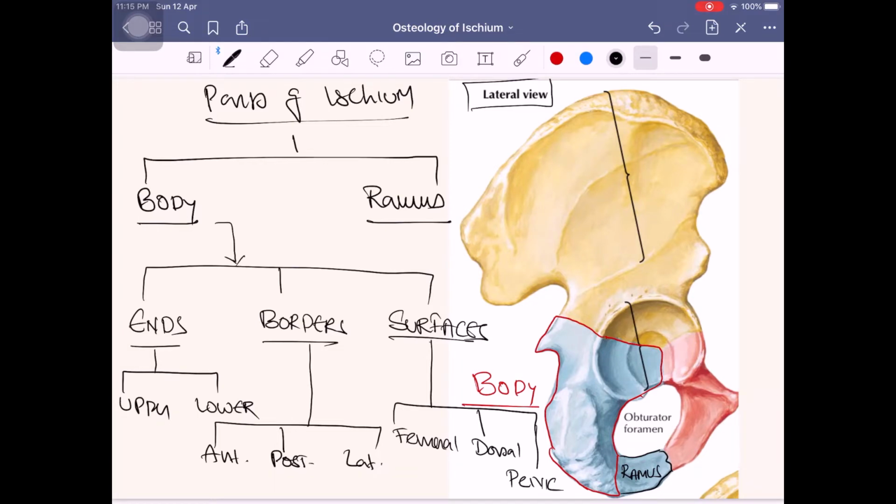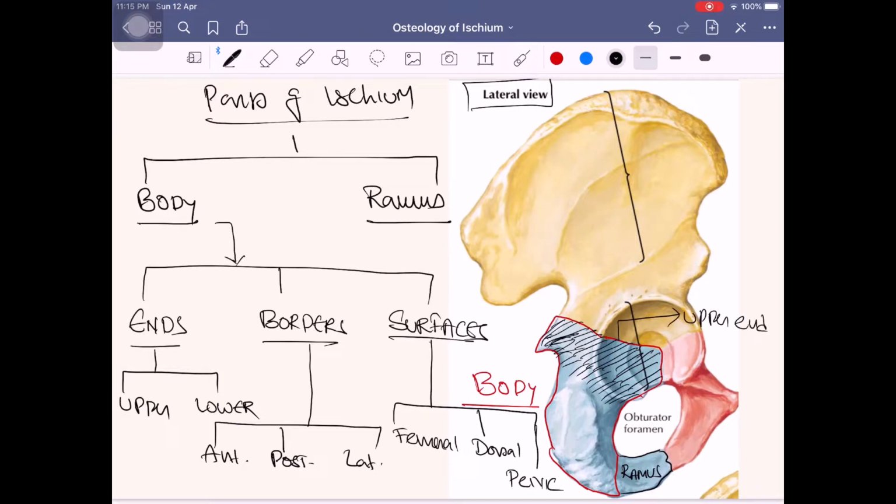Here the upper end is the part which is taking part in the formation of the acetabulum. So what I will do is shade the part of the upper end. This all is your upper end. This entire part you can call as the upper end. So this part I can call as the upper end of the ischium.